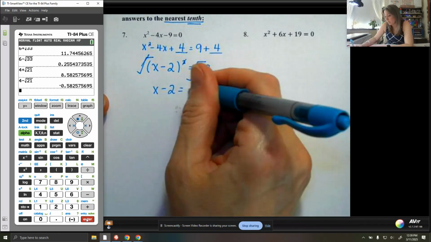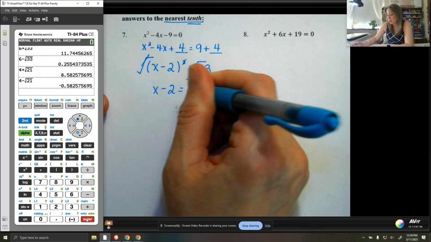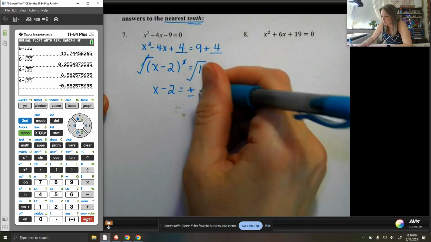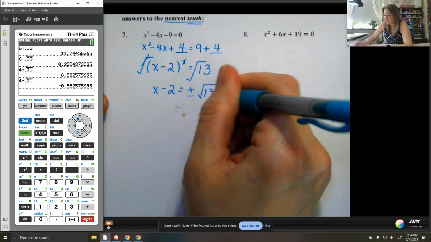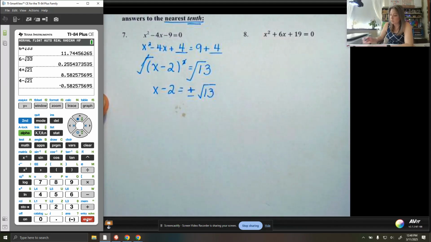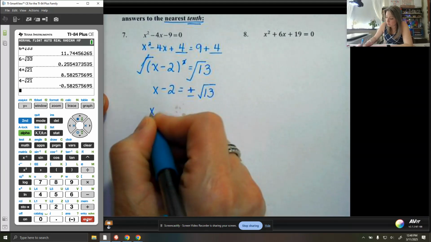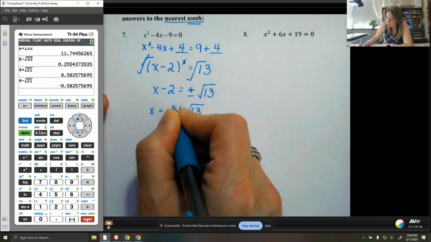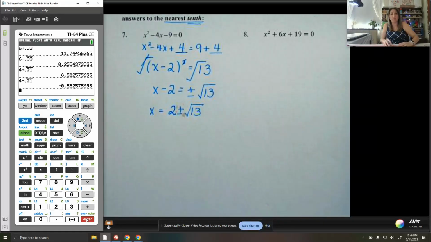Meanwhile, I bring down my equal sign and my plus and minus, and I ask myself, is 13 a perfect square? Nope. Is 13 evenly divisible by a perfect square? Nope. Well, I guess it doesn't matter because my answer is going to be to the nearest 10th. So I bring down my plus and minus radical 13, add the 2, and it goes in front of the plus and minus. So that rational number goes in front of the plus and minus.